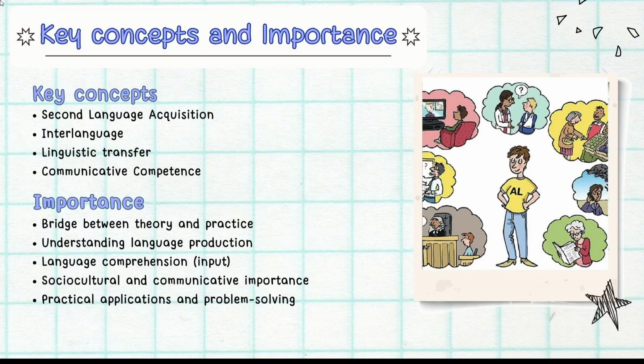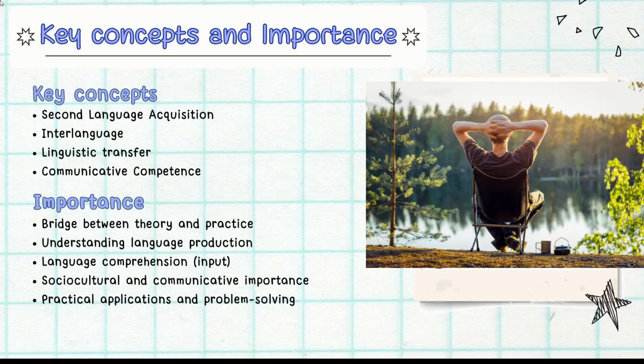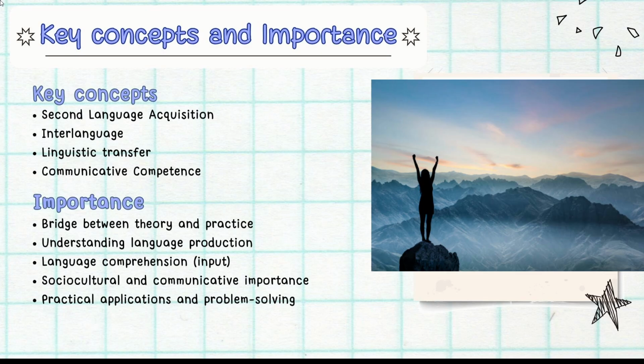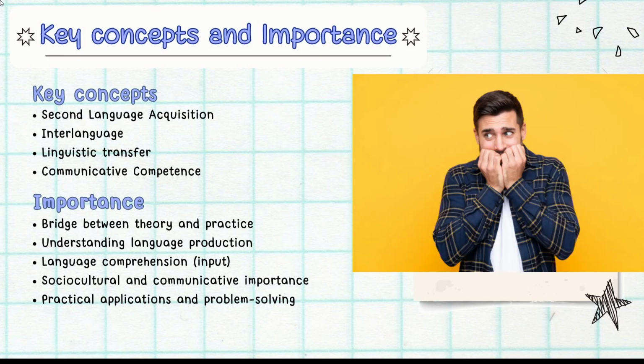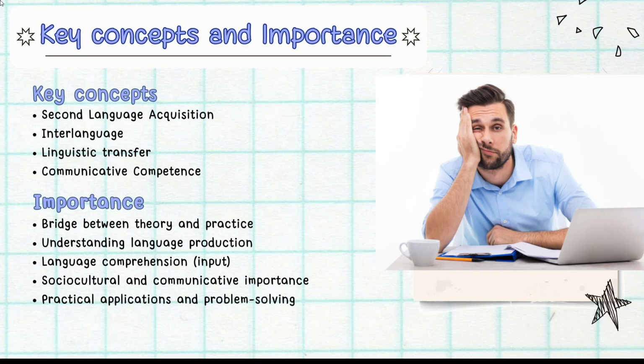Another rule is the affective filter hypothesis, also from Krashen. This theory says that we learn better when we feel relaxed, interested, and motivated. But if we are nervous or bored, it is harder to learn.